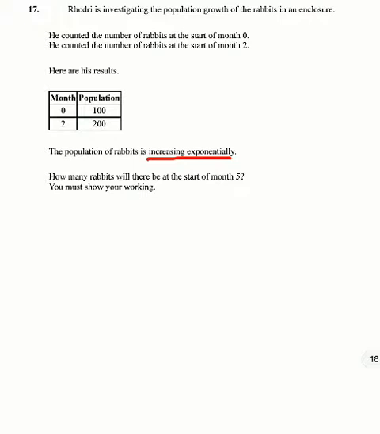So we need to form an equation, and we're going to find the population, so let's call that P, and that's going to be equal to K, which is a constant, multiplied by some form of rate of change, which we don't know, but we know that the power is going to be T, because that's the variable that we're changing here. We're changing the month at which we measure the population, and that's time, so we're going to put that in the power of our equation.